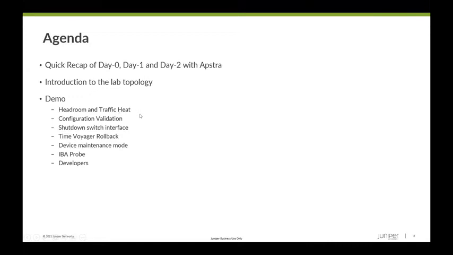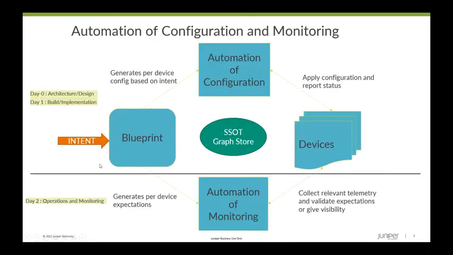In the demo part, what I want to show you today is, following the headroom and traffic heat, we will introduce some anomalies into the fabric and see how you're able to see those anomalies and troubleshoot the fabric better. We'll do a Time Voyager rollback, and we'll do a device maintenance mode. So what happens in the background when you take out a device in maintenance mode? We'll create an IBA probe, and if time permits, I'll also show you some of the APIs that we have, and within the tool how you can actually instantiate those APIs as well.